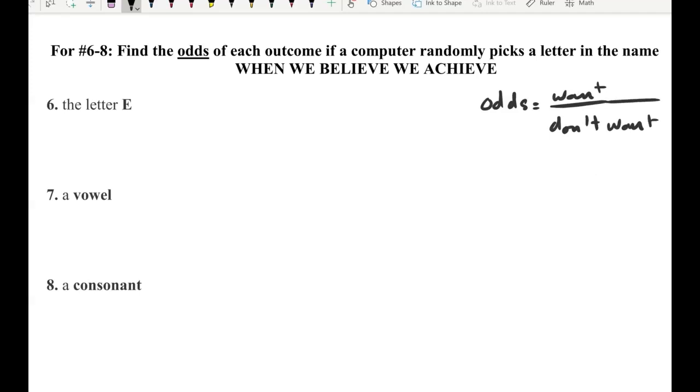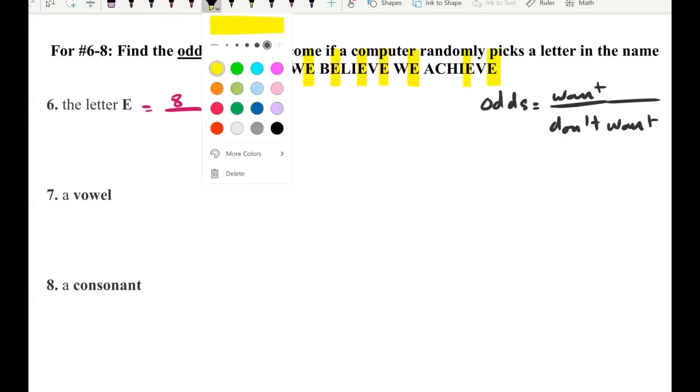Alright, so problem 6, the letter E. Find the odds of letter E. So we have 1E, 2E, 3, 4, 5, 6, 7, 8. So we want letter E, and there's 8 of them in the quote, "when we believe we achieve." Now, what letters do we not want here?